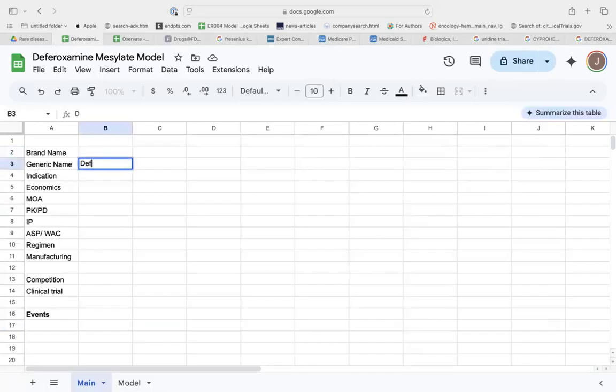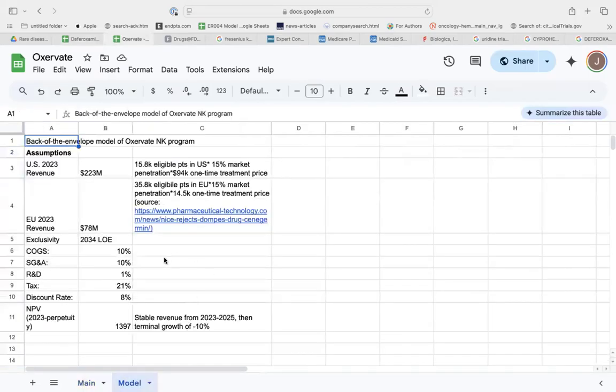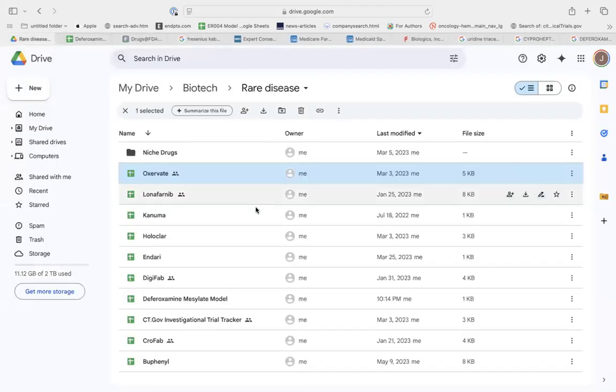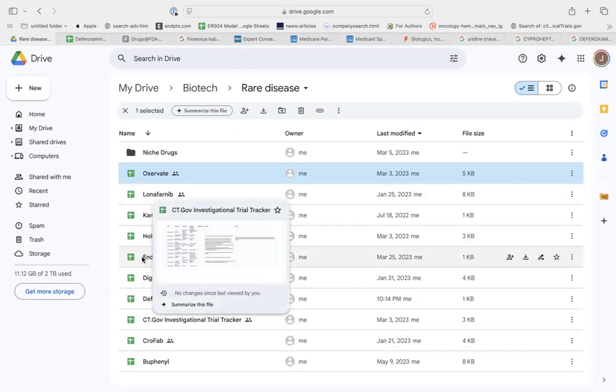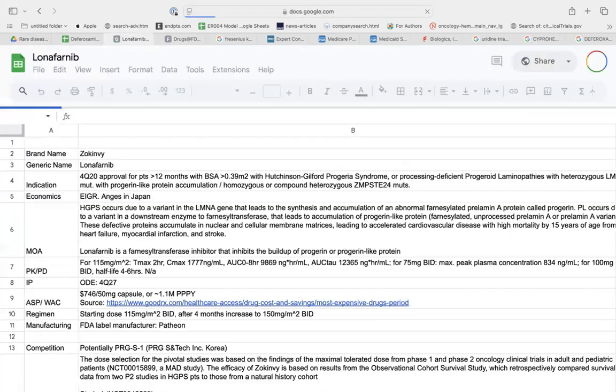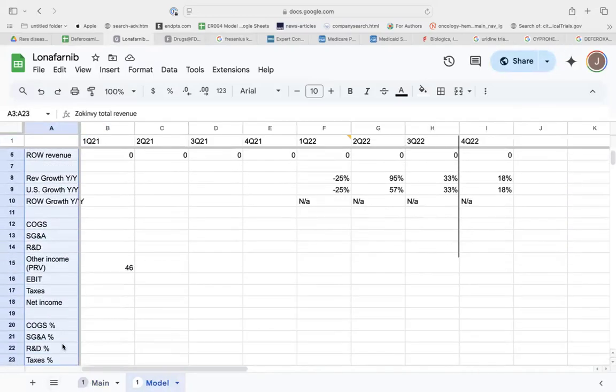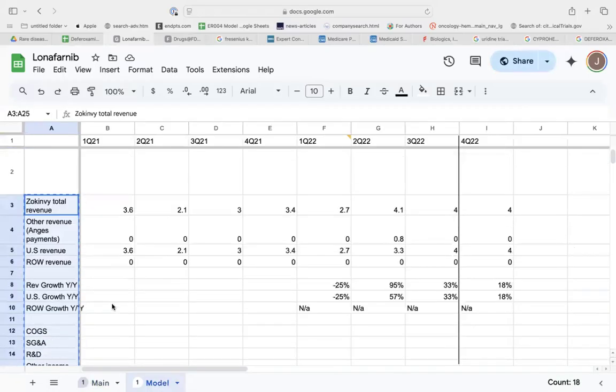You know the generic name. Here is the peroxime mesylate. And then, oh, okay. So this one doesn't have an actual, what is this? Okay, this one doesn't have an actual cash flow model. Hmm. Maybe I can use Lanafarnib. Okay, there we go. This one, yeah.